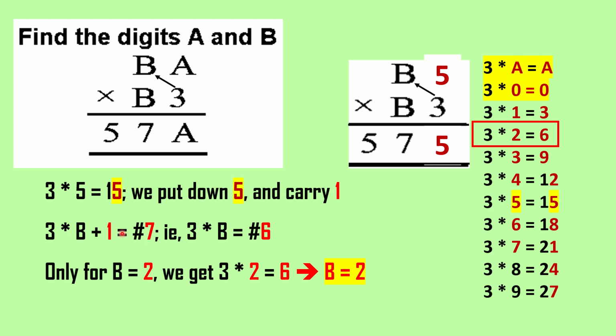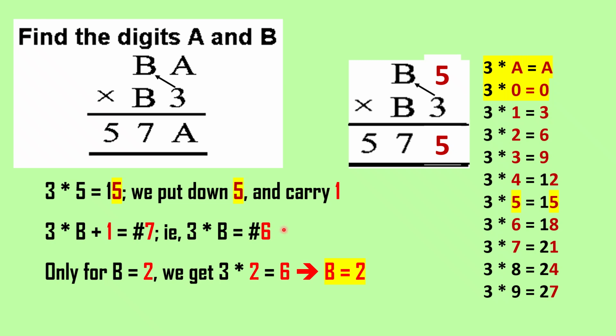Okay, before that, let us see. 3 into B plus 1 is 7. 1 is carried, 3 into 5, 15, 1 carried. So 3 into B plus 1 gives you something ending in 7. So it has to be 3 into B equal to 6. Without that carry 1, 3 into B should be ending in 6.